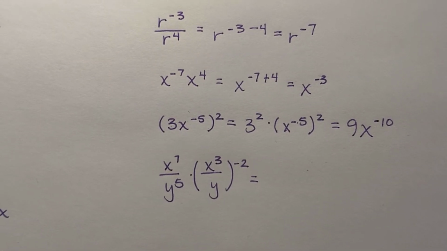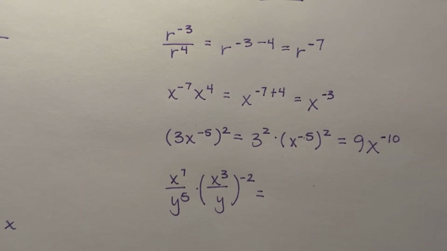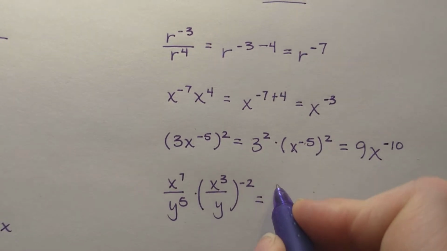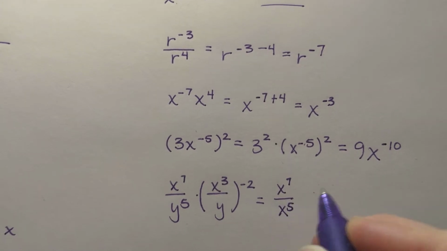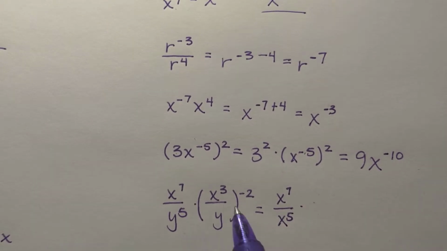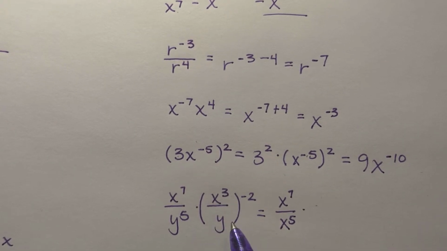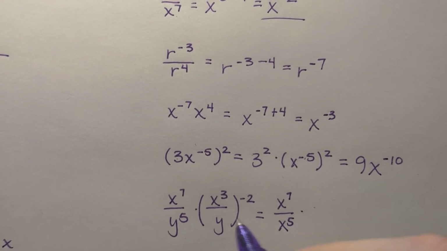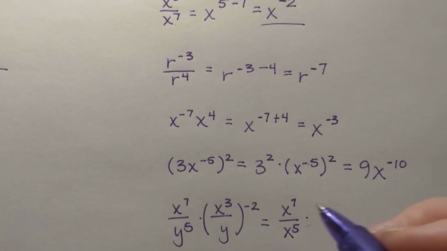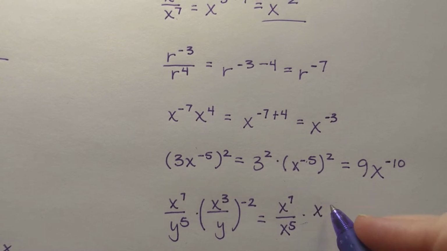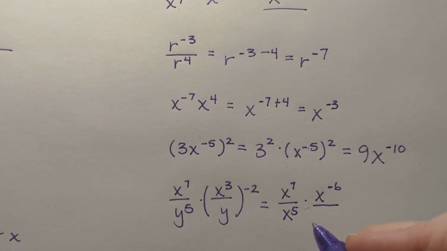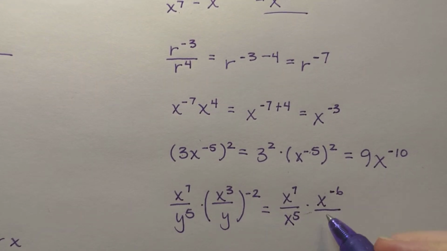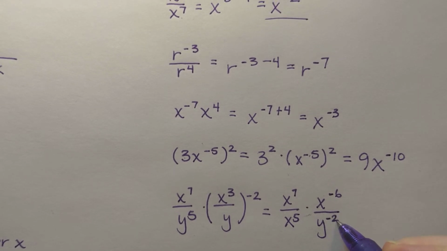The next one we're going to have to deal with in kind of two parts, right? The first one, x to the 7th and y to the 5th. I'll just write that. I don't really have to do much with that at the start. Let's talk about this x to the 3rd divided by y, all to the negative 2 power. So I'm just going to take each part to the negative 2 power. So x to the 3rd to the negative 2 power means I'm going to take 3 times negative 2, which is x to the negative 6. And then y is just y, so that's going to be divided by y to the negative 2 power.